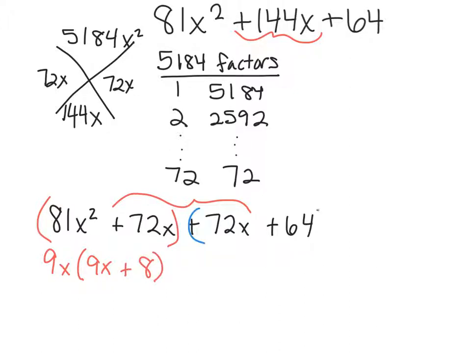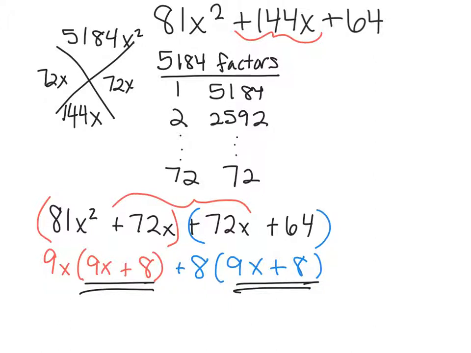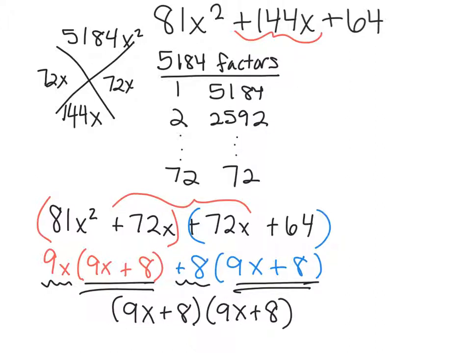And then in my second group, I notice that my greatest common factor is a positive 8, and I'm left with 9x plus 8. Remember, in grouping, these two parentheses that we got should be the exact same. So I can pull that out, 9x plus 8. And then what I'm left with are the two terms that were in front of those parentheses, which happens to also be a 9x plus 8. You'll notice that we have 9x plus 8 times 9x plus 8, which you will often see written as 9x plus 8 quantity squared.